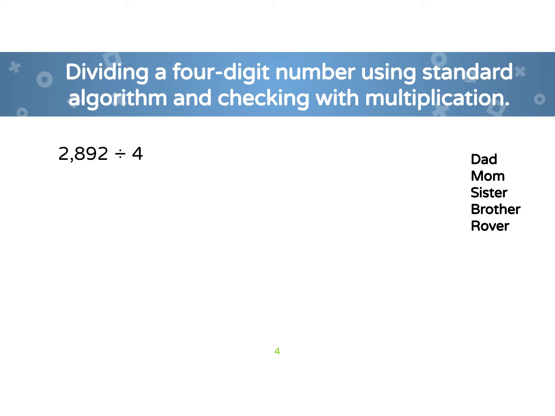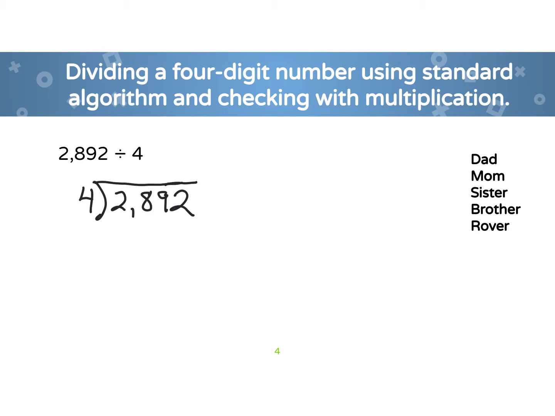Okay, we're going to do this problem in box number 1. So if you want to write it in the long division algorithm form, you can do that in box number 1 and start on it. I'm going to walk through this one. We're going to follow all the steps: dad, mom, sister, brother, rover. So let me write mine in the long division algorithm.